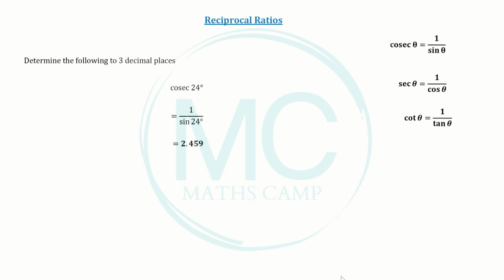We get an answer of 2,459. Let's do another one. Sec 66 degrees. Sec theta is the reciprocal of cosine theta. So we can say sec 66 degrees is equal to 1 over cos 66 degrees.